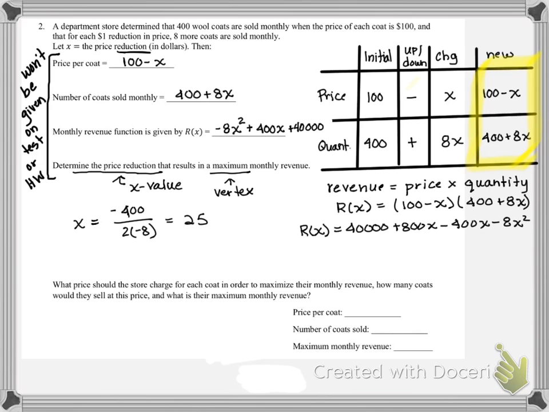So if we want our price, we just go back up to here and say, oh yeah, the price is 100 minus my x value. So price is 100 minus 25. And then how would I find the number of coats? Multiply 25 by 8 plus, and yeah, we just use this expression, right?